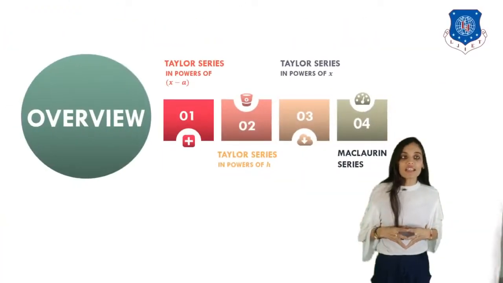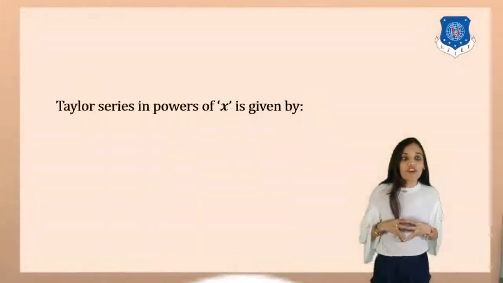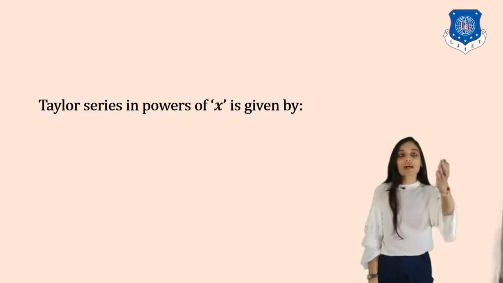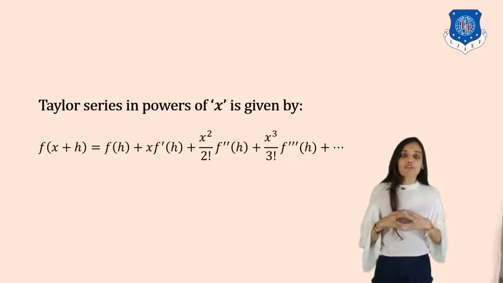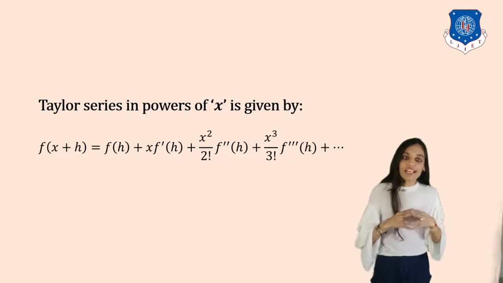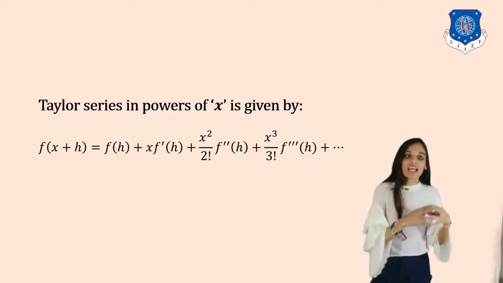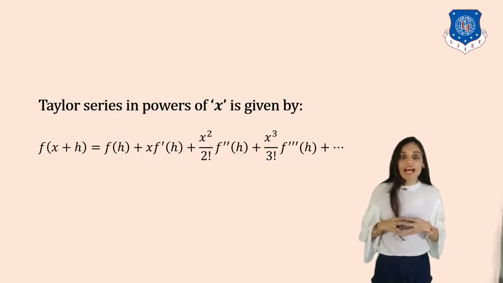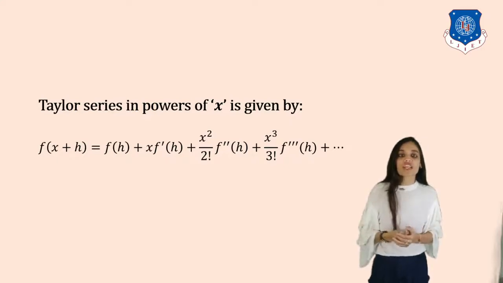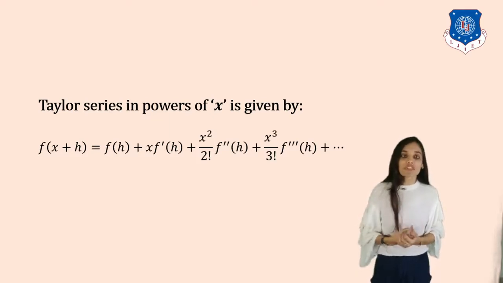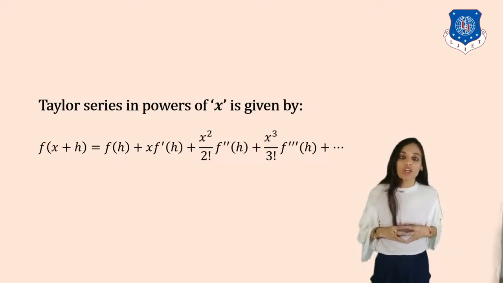Next, let us see Taylor series in powers of x. The Taylor series in powers of x is given by f of x plus h is equal to f of h plus x into f dash of h plus x square upon 2 factorial f double dash of h plus and so on. So whenever you are asked questions such as sin x plus pi by 4, cos x plus pi by 4, tan x plus pi by 4, which you have seen in my previous video, to find Taylor series in powers of x, you will use this formula.